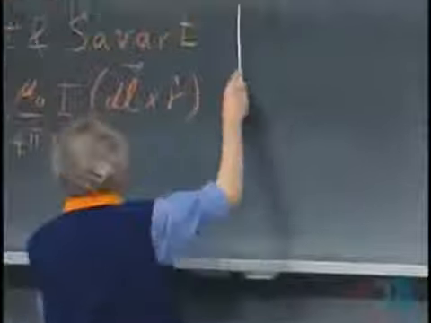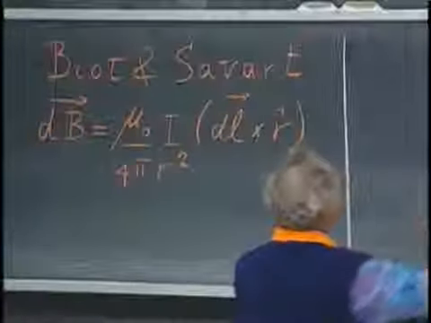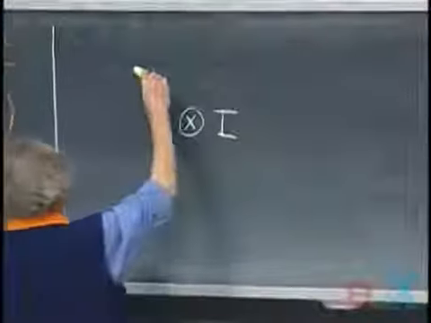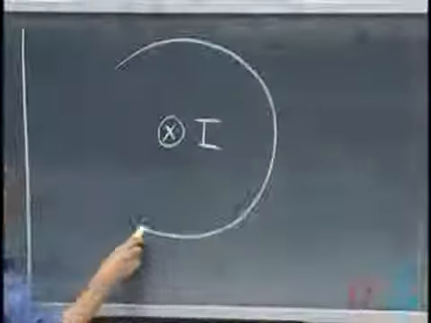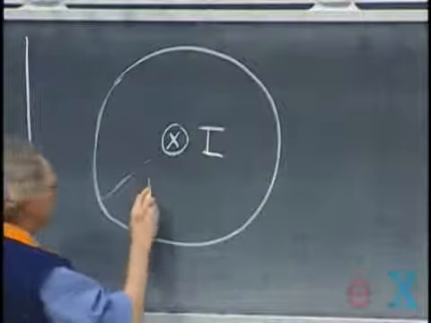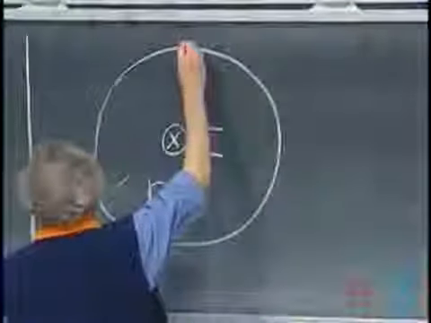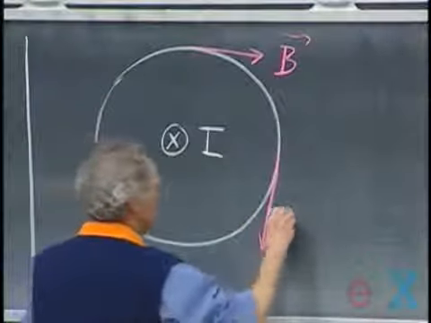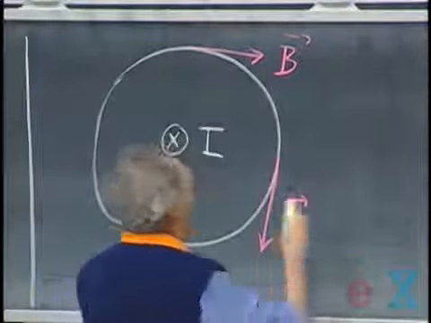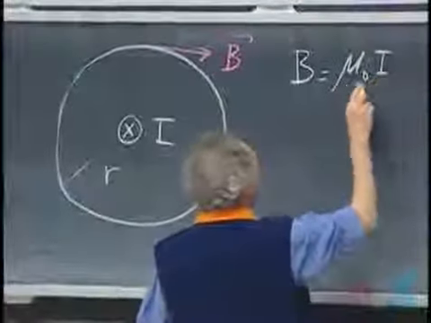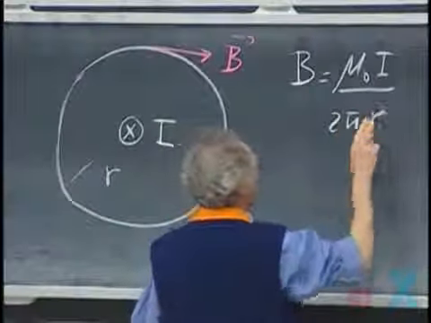We've seen last time, using Biot and Savart's formula, that if you have a current going straight into the blackboard, perpendicular to the blackboard, we get a magnetic field at a distance r, tangentially to the circle, and that the strength of that magnetic field equals mu zero times I divided by 2 pi r.